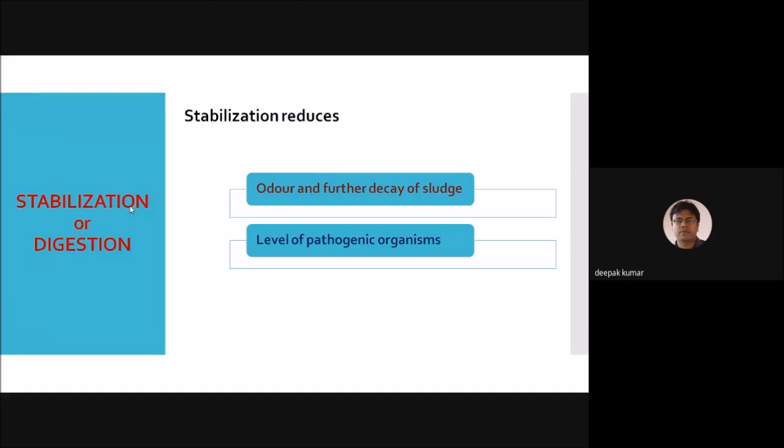Stabilization also reduces the level of pathogenic organisms. So you see all the microorganisms, let us suppose bacteria or viruses which are present on the surface of the sludge, can get reduced by this process, stabilization.